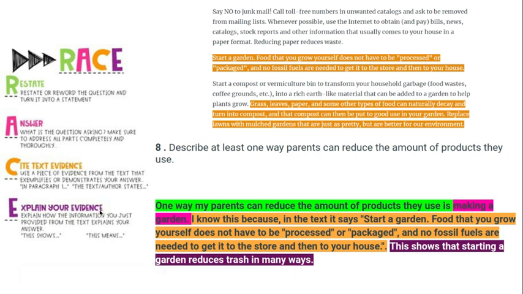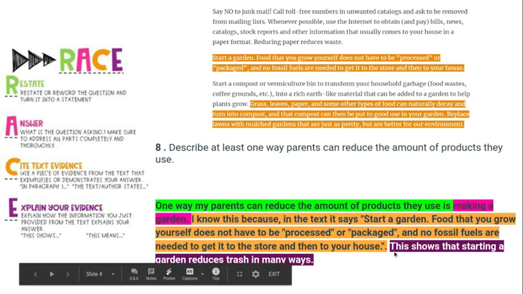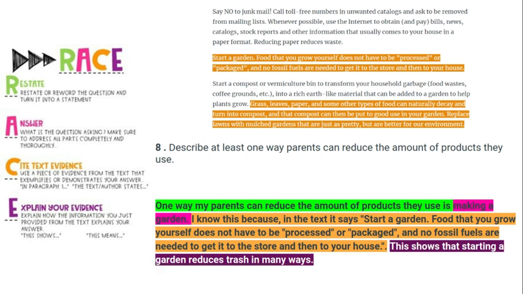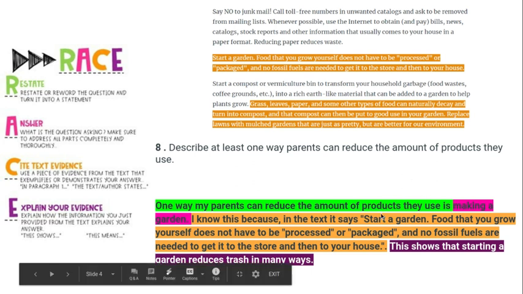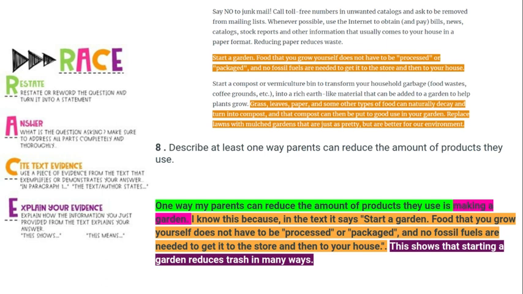And then you finish it up by explaining your evidence. This shows that starting a garden reduces trash in many ways. And again, that goes back to your question. So out of 4 points, you would be able to score full credit here. So this person did an excellent job.